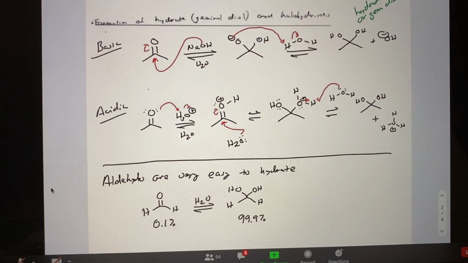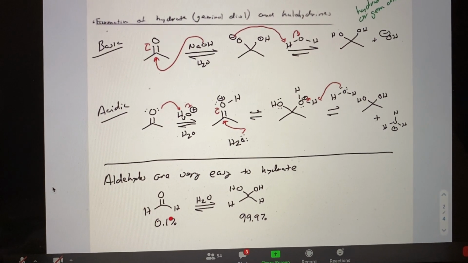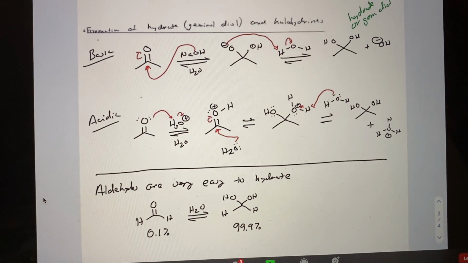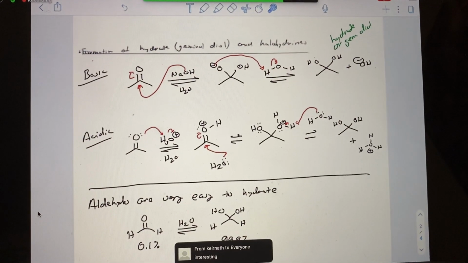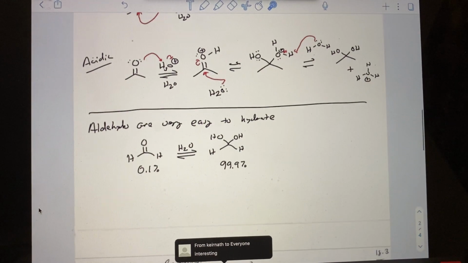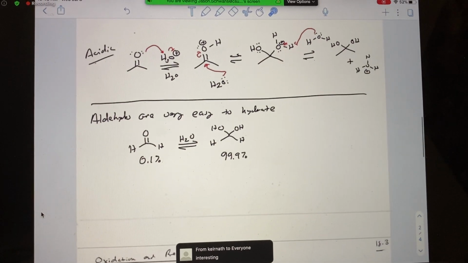Totally irrelevant to any of this, but there's other aldehydes, some larger aldehydes. They actually smell really good. I wouldn't encourage you to just smell them. You have to waft, of course. But a lot of nice fragrances have aldehydes in them.